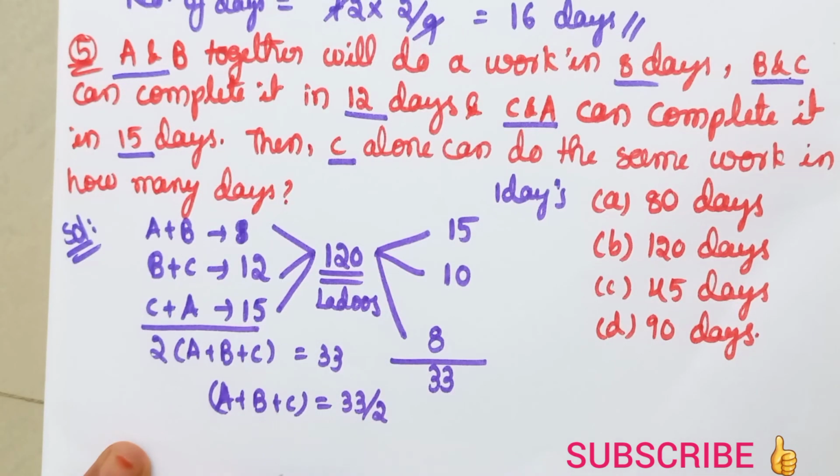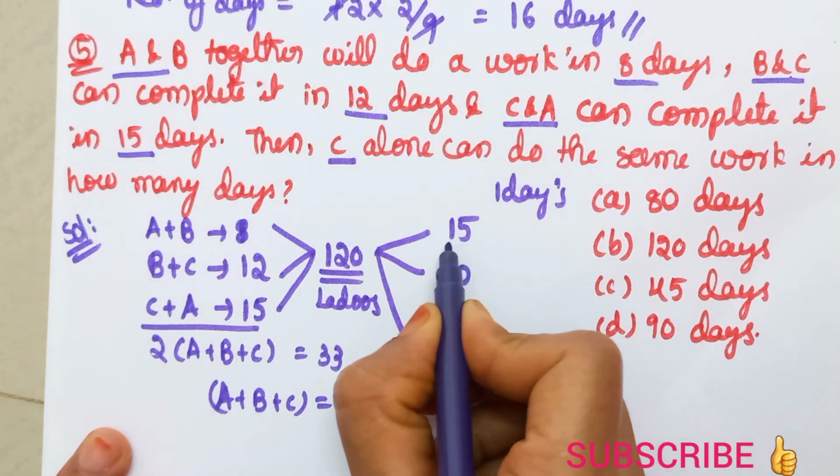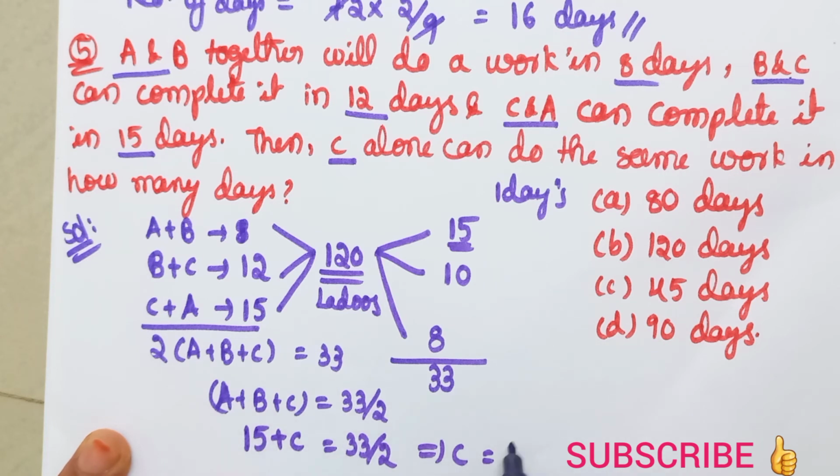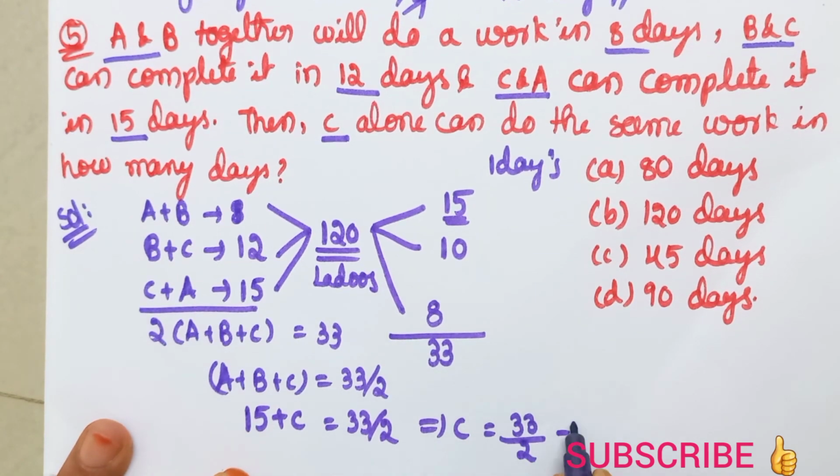Substitute the A plus B's 1 day's work, that is nothing but 15. So substitute that, then we will get 15 plus C is equal to 33 by 2. So for C, we have to take this to the other side, that is 33 by 2 minus 15. If we simplify this, we will get 3 by 2.